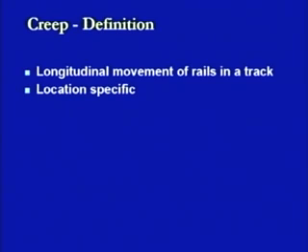Now, this creep is location specific. We may not find the creep, that is the longitudinal movement of the rails, happening along the whole length of the railway track. It is mostly found only at certain specific locations, and that may be because of certain things. We will be looking at all those reasons during the course of the lecture.